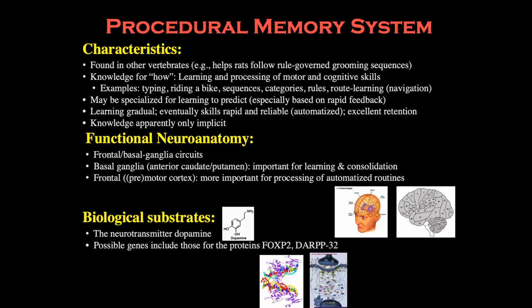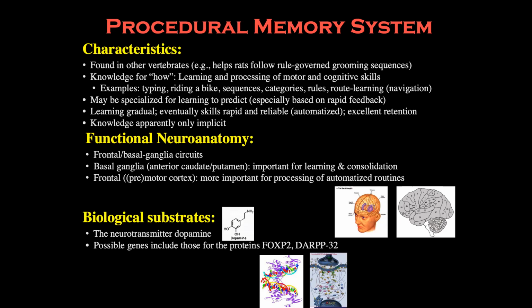Learning is gradual in the system. You don't learn to ride a bicycle right away. But eventually the skills and procedures that are learned are rapid and reliable. What's called automatization. And hard to change as well, with excellent retention. You don't really forget how to ride a bicycle. And the knowledge in the system is apparently only implicit. It's not defined as implicit, but that seems to be one of its characteristics.